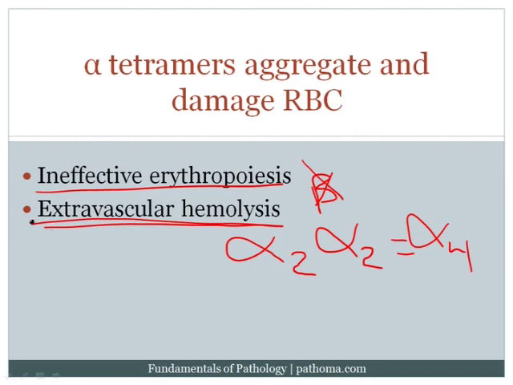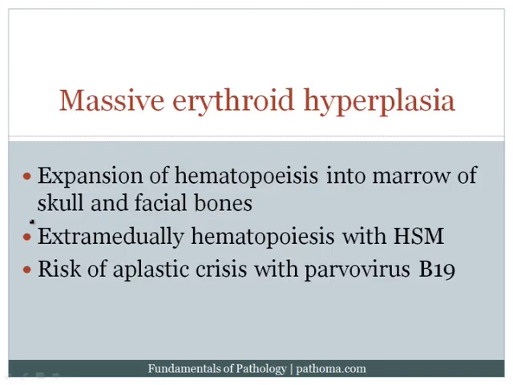And so this is the reason why these patients have severe anemia. Now, because they have such severe anemia, they get a massive erythroid hyperplasia. What do I mean by that?